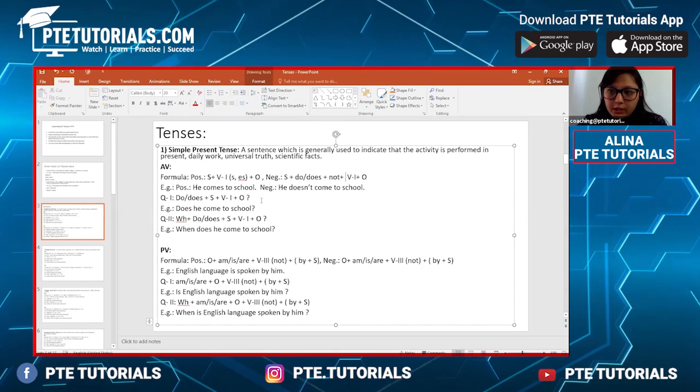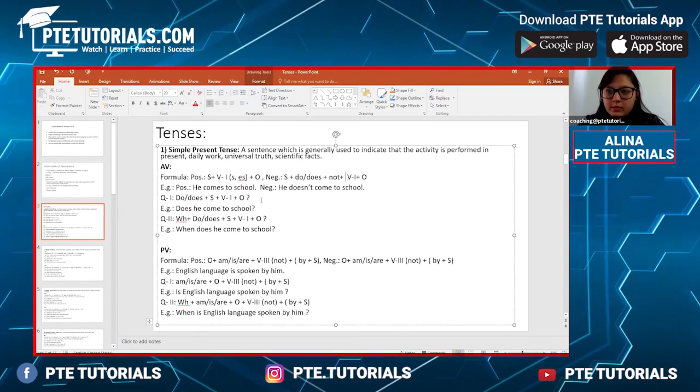Spoken is verb 3, as I told you. Speak, spoke, spoken. Speak is verb 1, spoke is verb 2, and spoken is verb 3. So in passive voice, we will always use verb 3. In active voice present, it was verb 1. In passive voice, it is verb 3. So you just need to remember this thing.